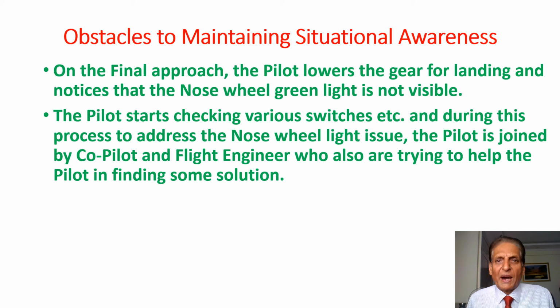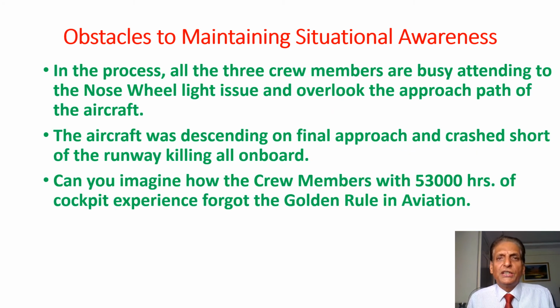On the final approach, the pilots lower the landing gear for landing and notice that the nose wheel green light is not visible. The pilot starts checking various switches, etc. And during this process, to address the nose wheel light issue, the pilot is joined by the co-pilot and flight engineer, who also are trying to help the pilot in finding some solution. In the process, all the three crew members are busy attending to the nose wheel light issue and overlook the approach path of the aircraft. The aircraft was descending on final approach and crashed short of the runway, killing all on board.